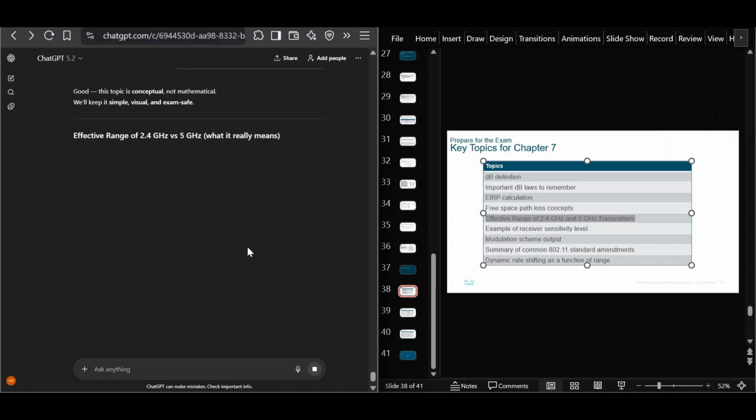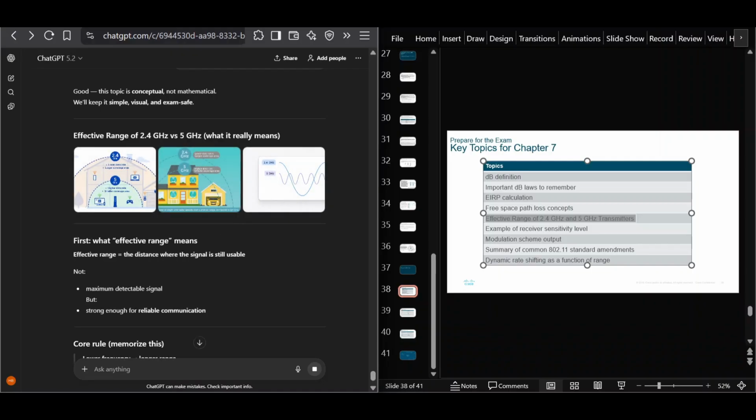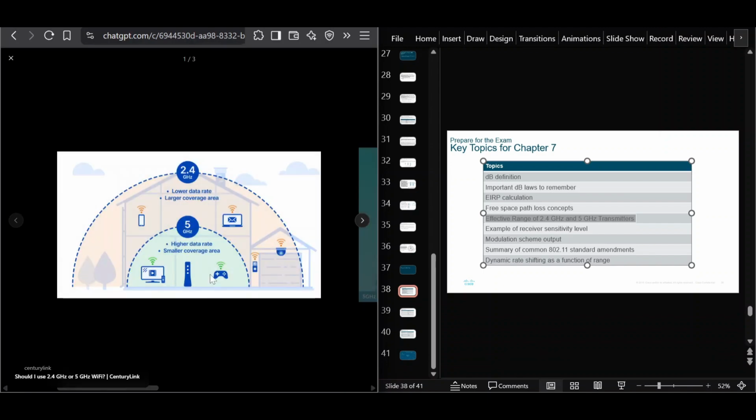These are not mathematical; keep it simple for exams. First, what does effective range mean? The distance where the signal can still be received from the transmitter. The maximum detectable range. Lower data rate gives longer range, higher data rate shorter. Okay, this is the signal; it can surround this much.